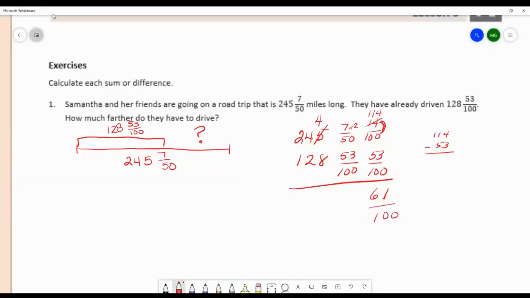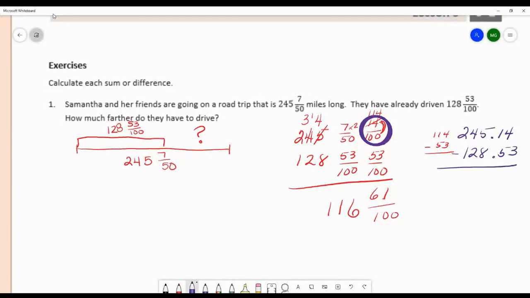And then 4 minus 8, I have to go borrow. 14 minus 8 is a 6. 3 minus 2 is a 1. 2 minus 1 is a 1. Now, if I would have done this way back here, instead of writing it as a fraction, I could also have written 245 and 14/100. That was my original. And take away 128 and 53/100. That would just be a regular subtraction problem. I would have gotten the same thing.